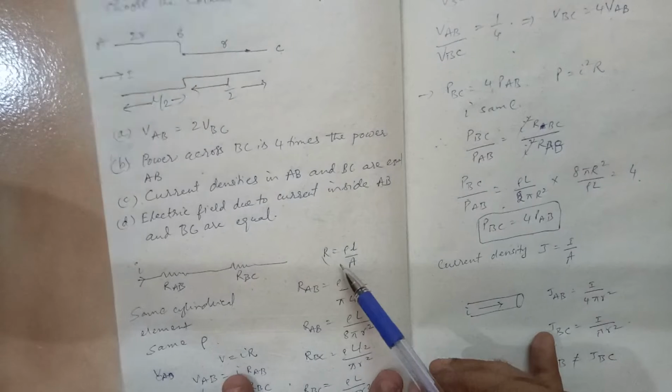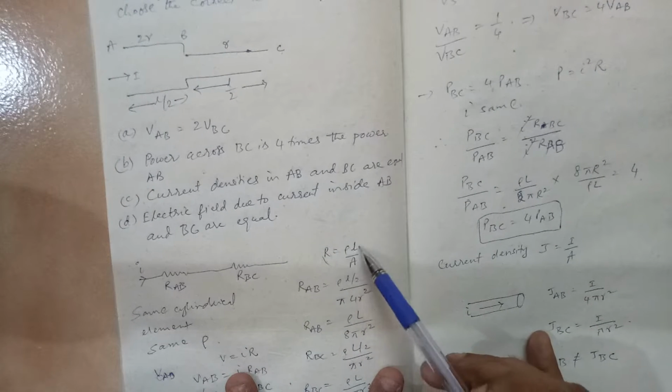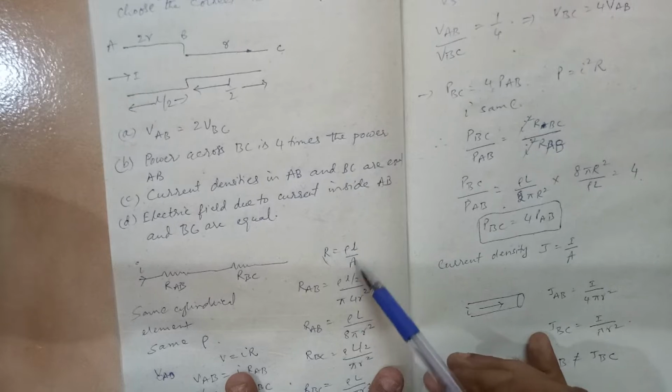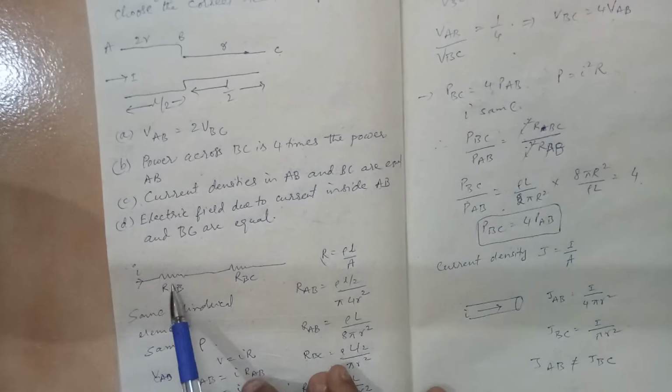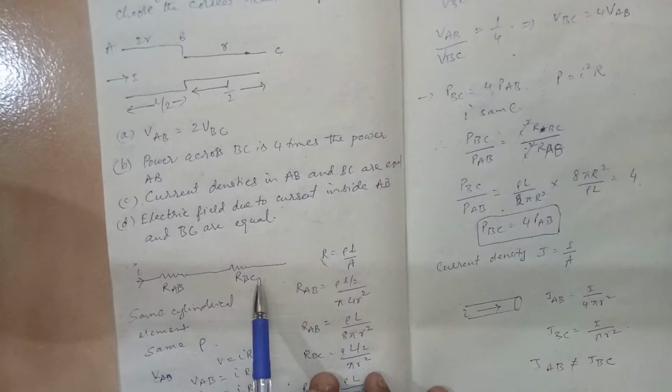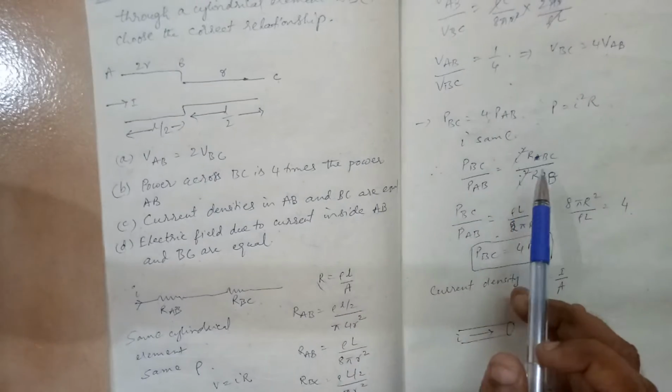So resistance can be found out by this equation: R is equal to rho L by A. L and A are perpendicular to each other. So here these two are in series. You can very well see they are in series.